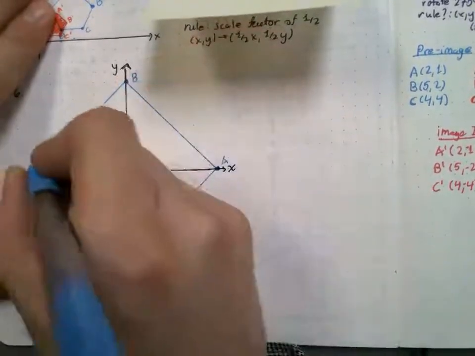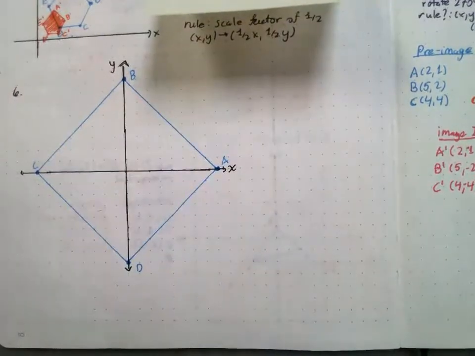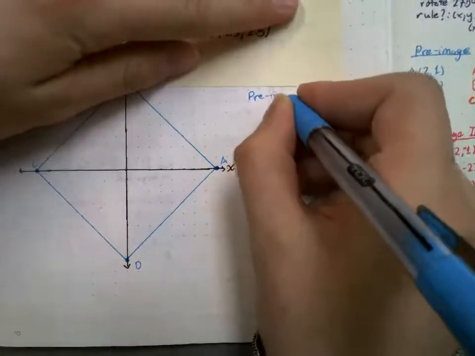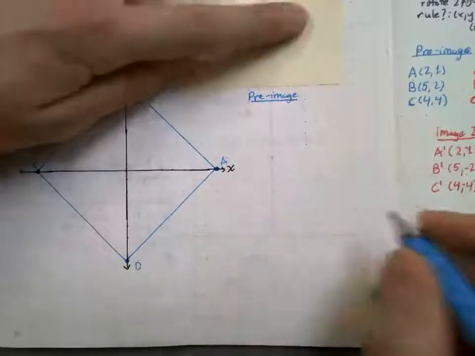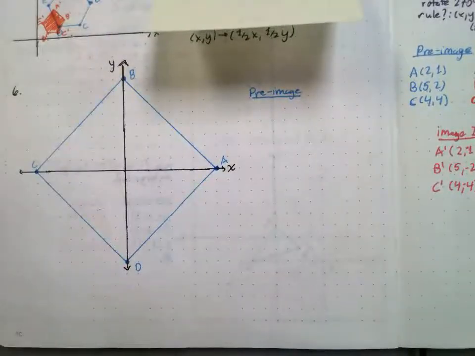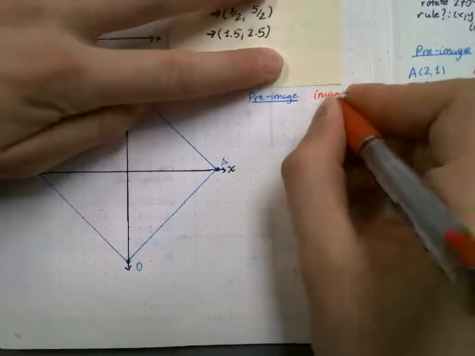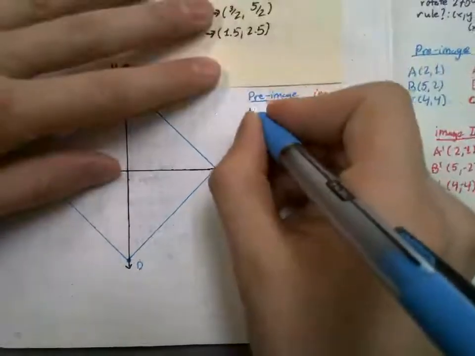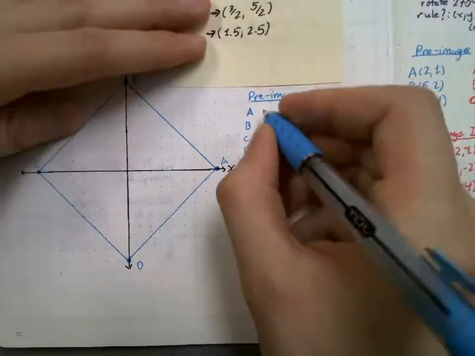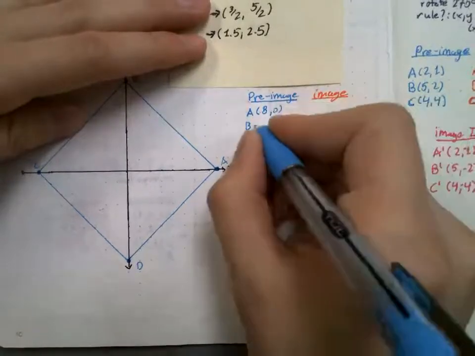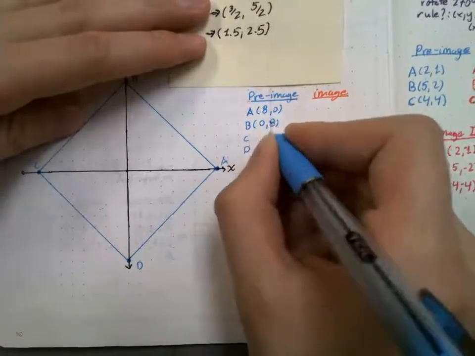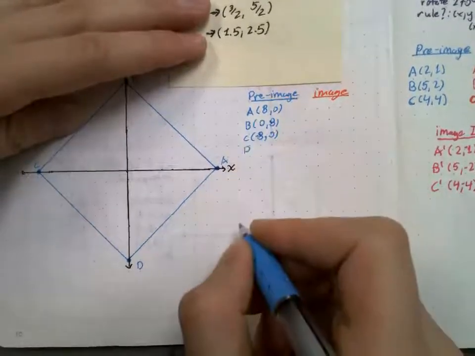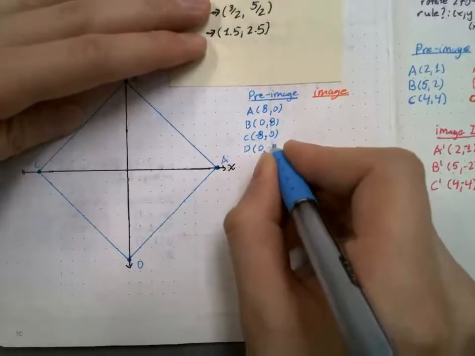A, B, C, and D. Okay? So, our pre-image, right? Our pre-image, and we have our image. Now our image, of course, is A, B, C, and D, where A is going to be 8, 0, B is 0, 8, C is -8, 0. That is a -8 there. I apologize. And D is 0, -8.